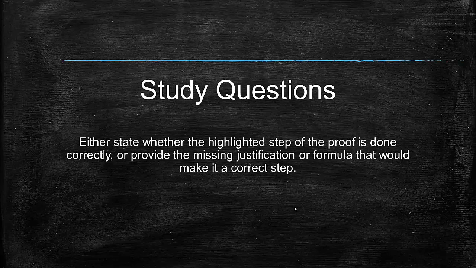Okay, so let's finish with one round of study questions where we'll develop a single proof. What I want you to do is state whether the last step, the highlighted step of the proof, is done correctly. Either that, or if it's not finished, provide the missing justification or formula that would make it a correct step. Okay?